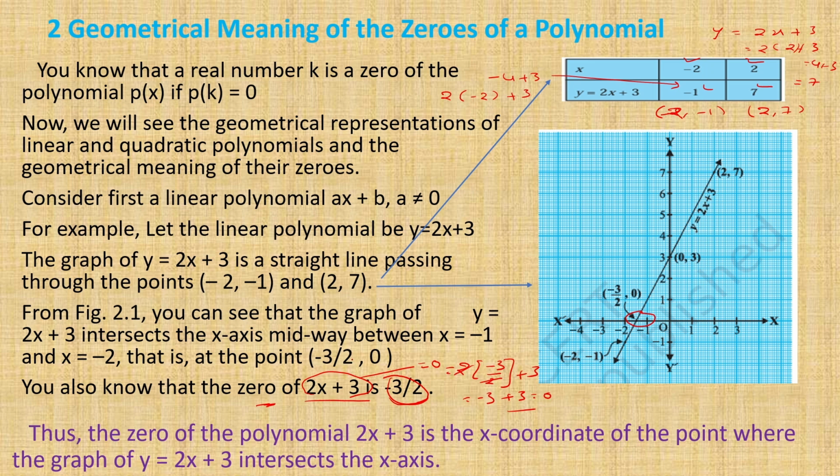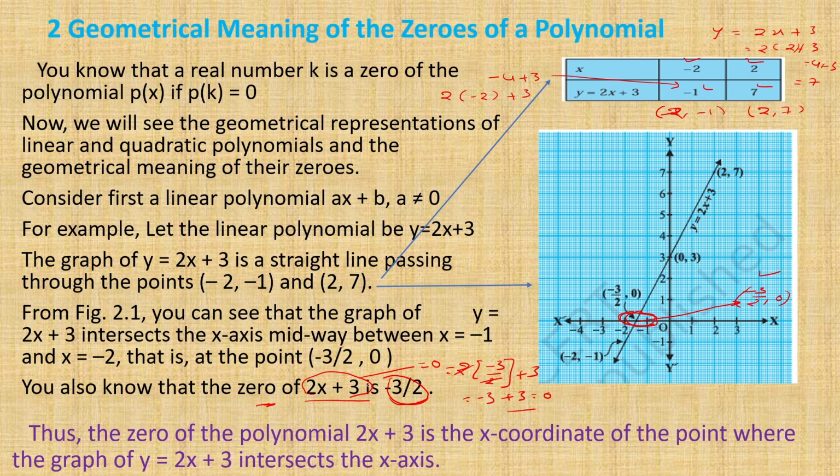So graphically, what is meant by the zero of a polynomial? The zero of the polynomial is nothing but the point where the straight line, or the graph of the polynomial, touches the x axis. Where the graph of the polynomial touches the x axis, it is called the zero. So this point, minus 3 by 2 comma 0, is called the zero of this linear polynomial, because this straight line, which is the graphical representation of that polynomial, touches the x axis at minus 3 by 2 comma 0.